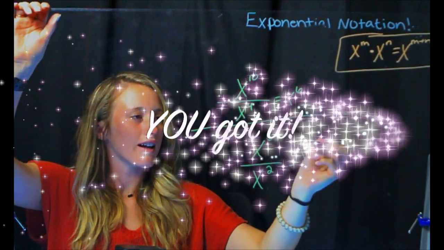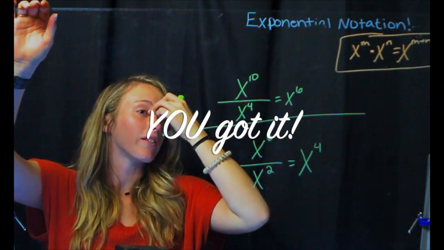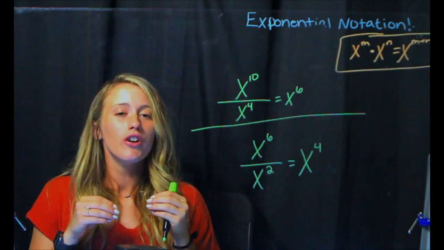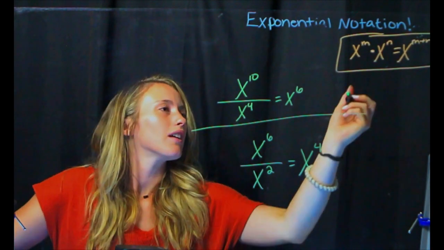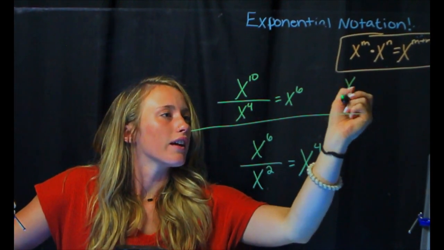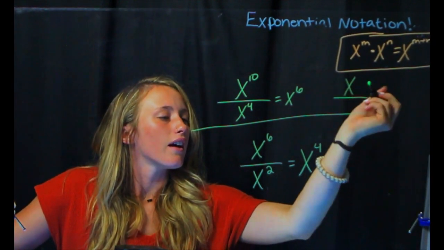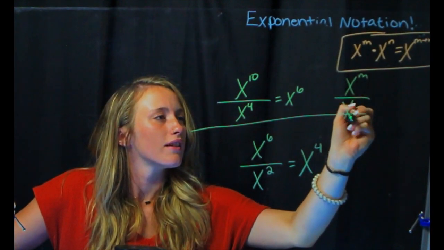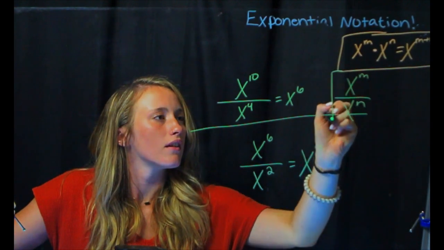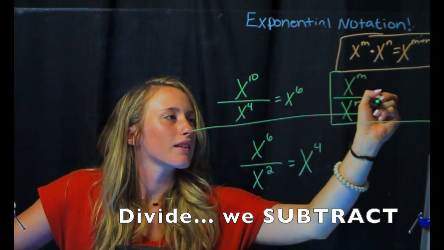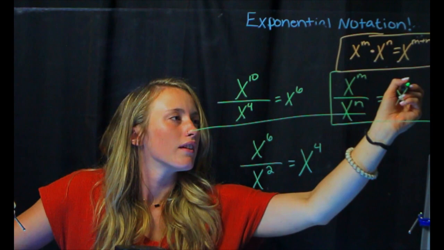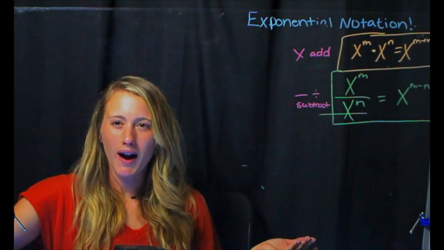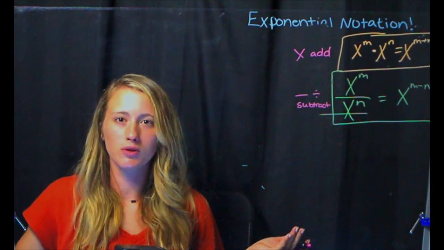If you guessed x to the fourth power, you now know that when we divide exponents, we're actually getting smaller. So in our law of exponents, it tells us that x to the m over x to the n, that's going to equal x to the m minus n. Now you might be wondering, why does this rule work?